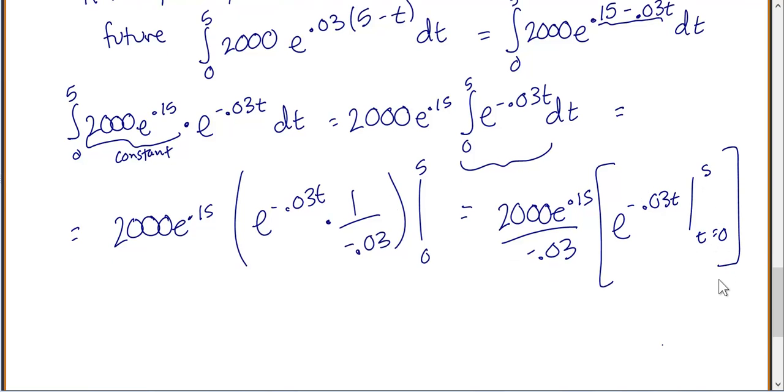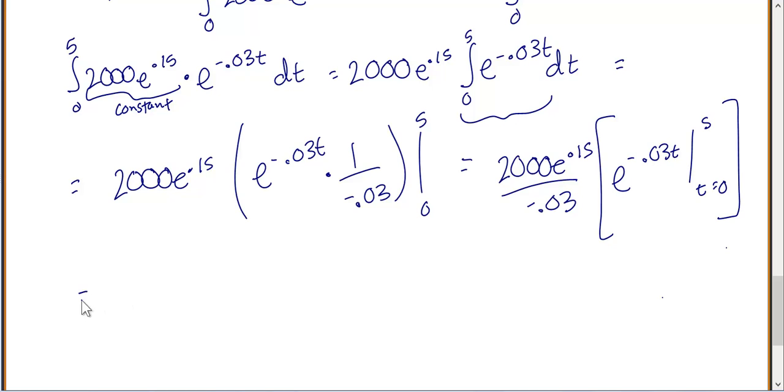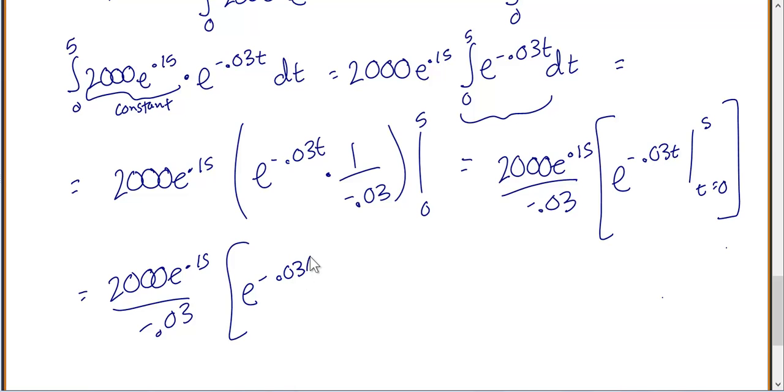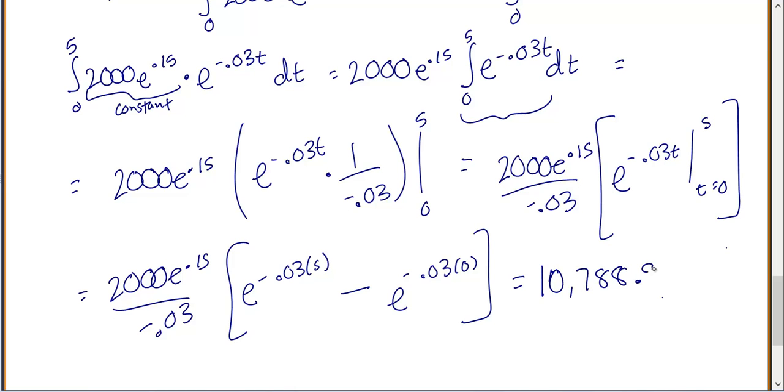You don't have to pull all your constants out, but then you don't have to write quite as much when you evaluate it. So my 2,000 e to the 0.15 over negative 0.03 is going to be times e to the negative 0.03 times 5 minus e to the negative 0.03 times 0. All of this gives 10,788.95.